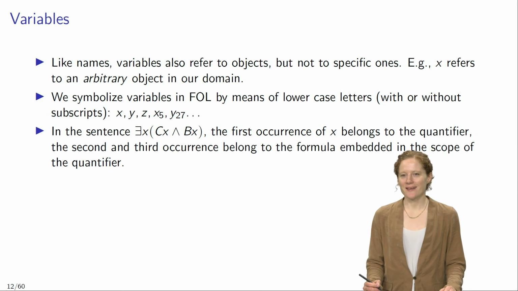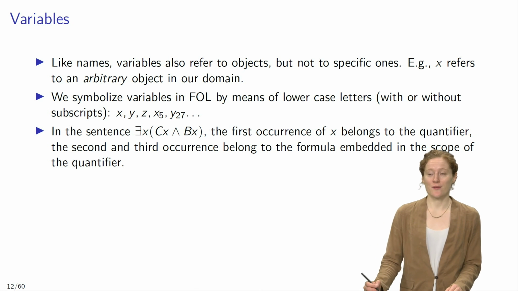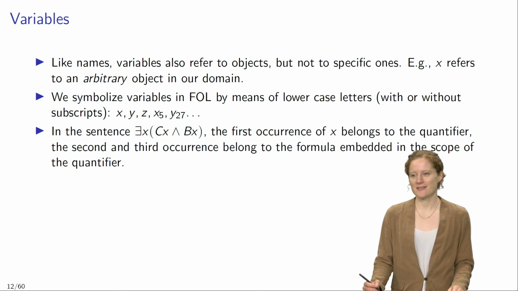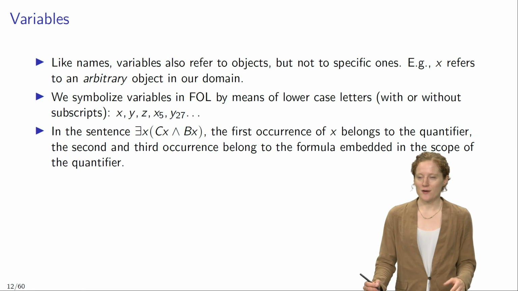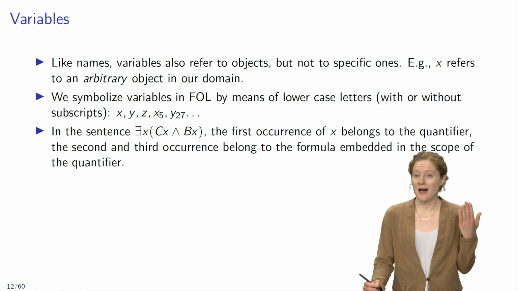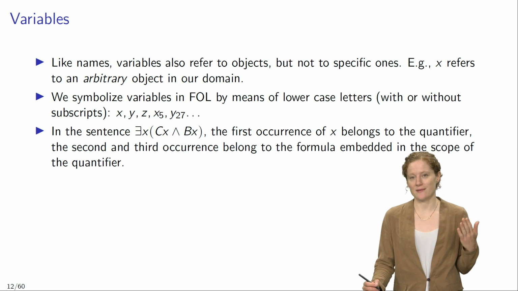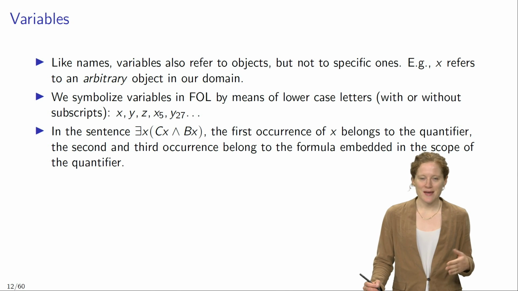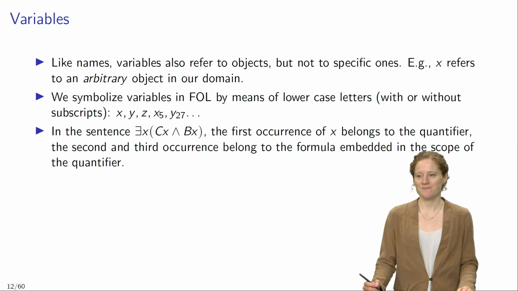Variables are a lot like names. So like names, variables also refer to objects. But unlike names, variables do not refer to specific objects. So for example, the variable x refers to an arbitrary object in our domain. And when I say some x is F, I do not say that a specific object is F, but rather I say that some arbitrary object in our domain is F.